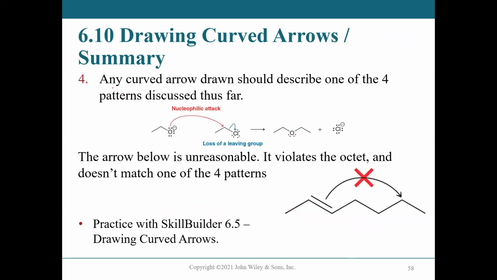Any curved arrow drawn should describe one of the 4 patterns discussed so far. So we have a nucleophilic attack followed by the loss of the leaving group. It says the arrow below is unreasonable. It violates the octet. Because they're not showing you the hydrogens, but you have 2 hydrogens here, if you had that bond go, then we'd have 5 bonds to carbon. So that's why they're saying that wouldn't happen. That would be a violation.